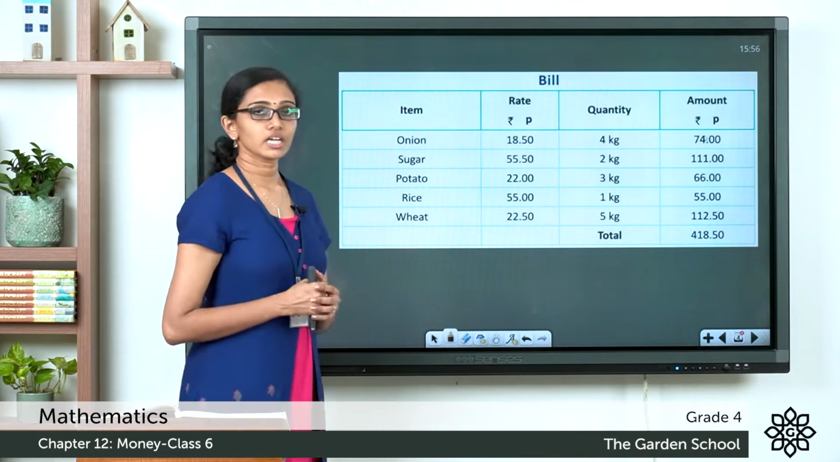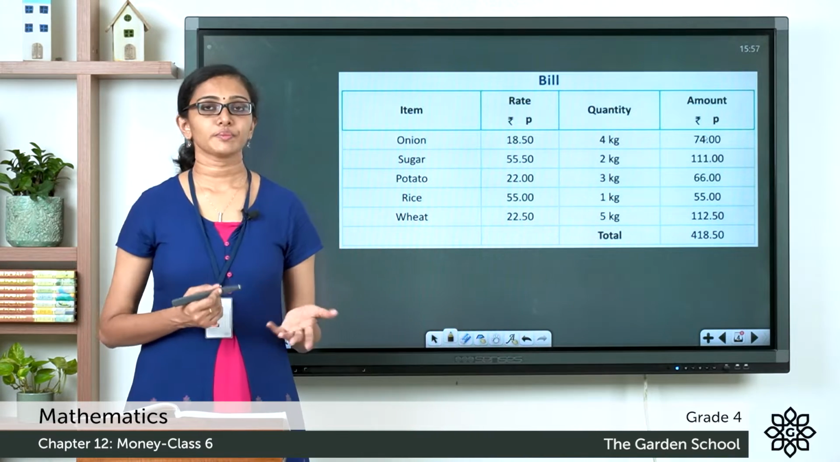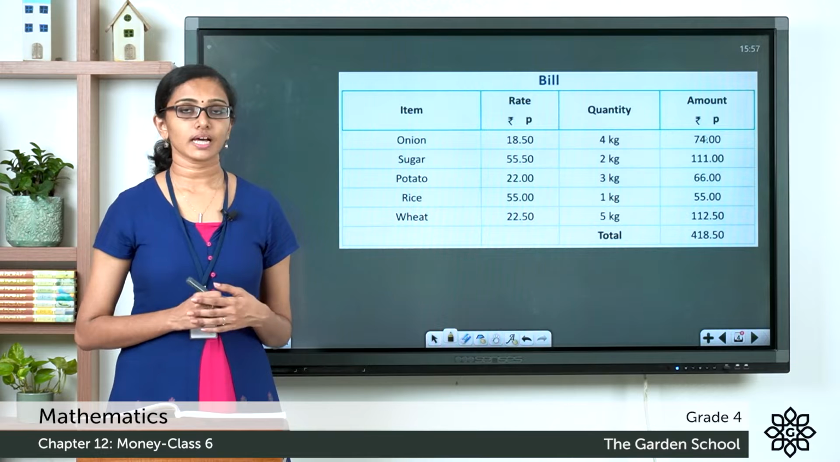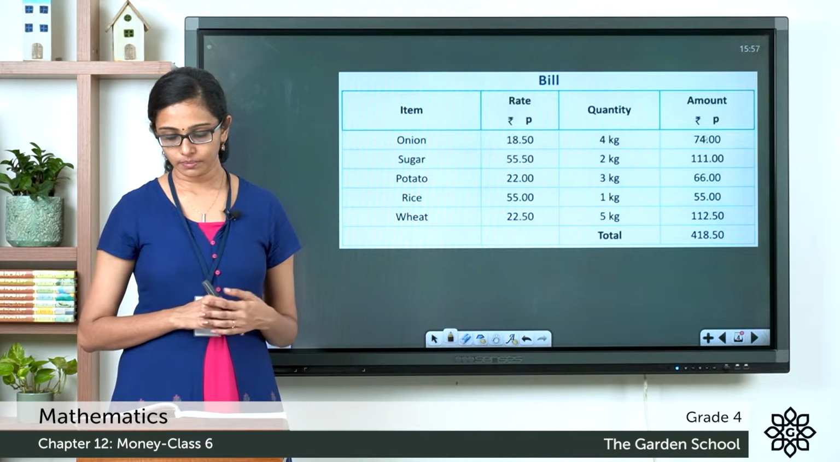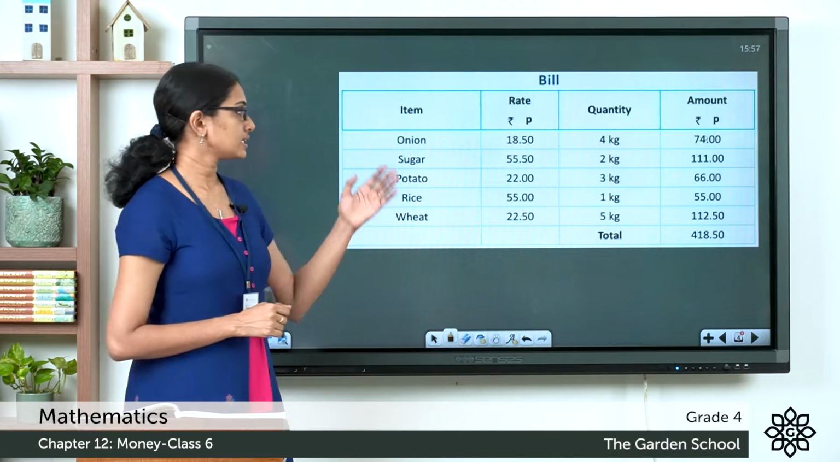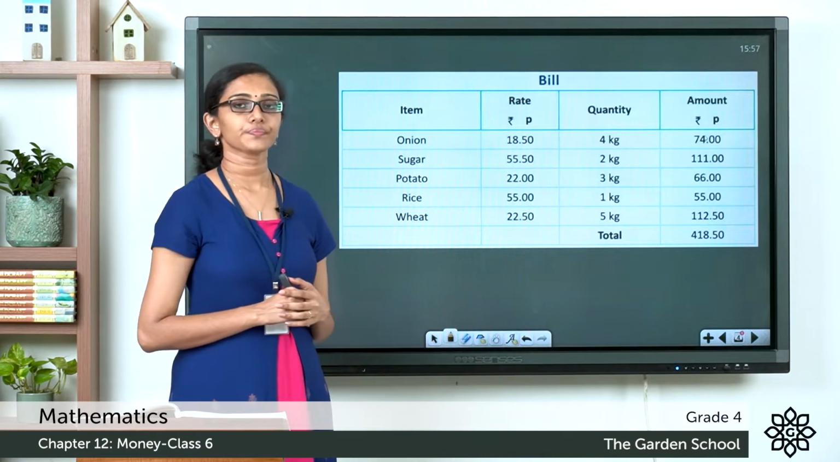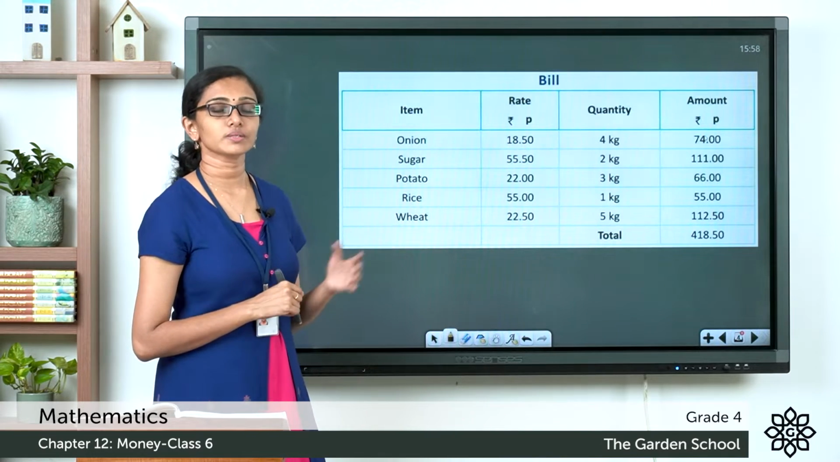Now this is an example from your textbook in page number 169. Let me read the question to you. Mr. Rathore bought some items from a grocery shop and given below is the bill that the shopkeeper has made. So you can see the bill here. So this is the bill that Mr. Rathore got when he bought some grocery.